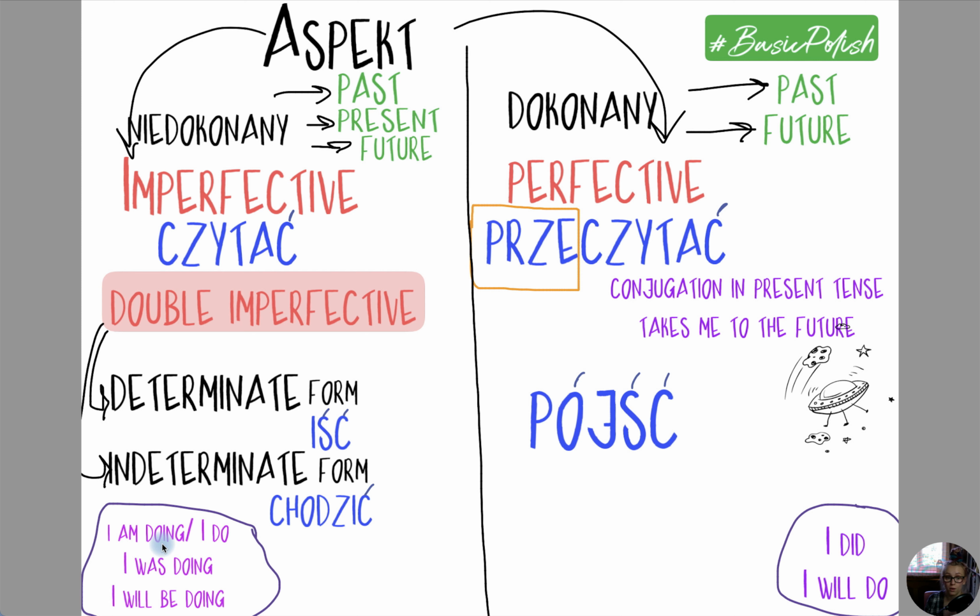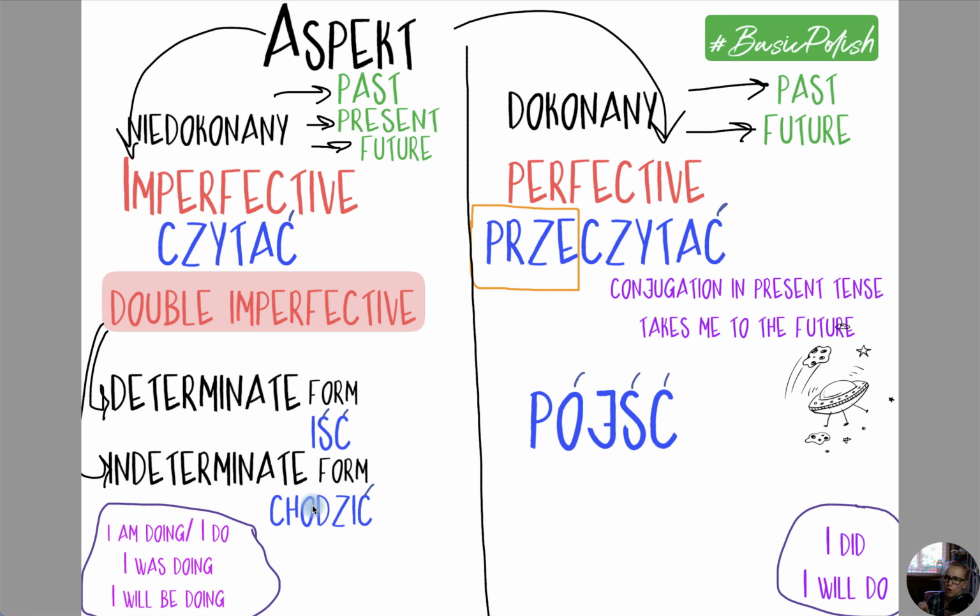The doing form will be the determinate form and the do form will be the indeterminate form, right? And learning that is really important because very often students worry: oh, I've got this iść and chodzić. They both mean "to go", but what is the difference, right? Why? What is the difference? Well, the difference is the determinate form. So you're doing something right now, you're going somewhere, or you go somewhere frequently.